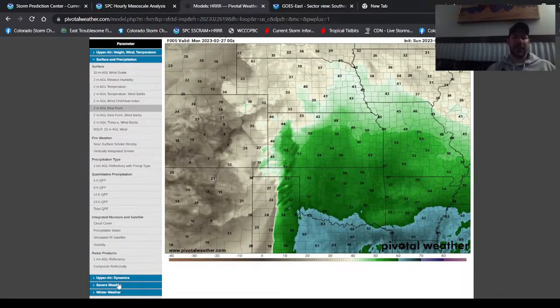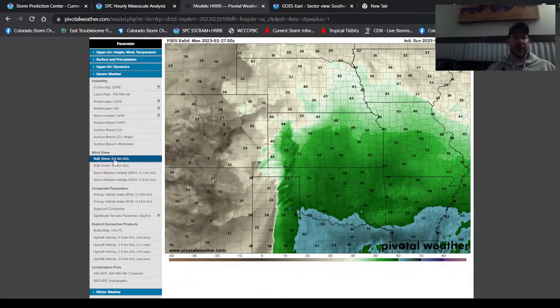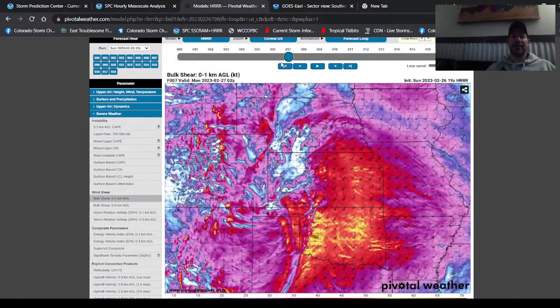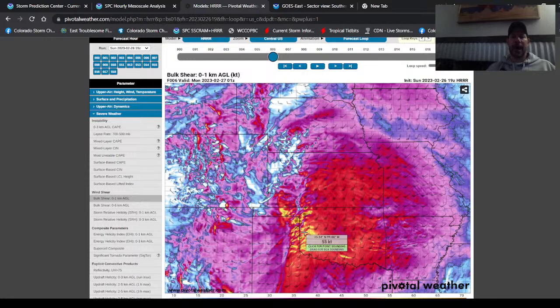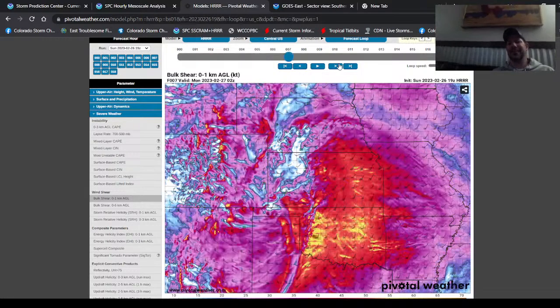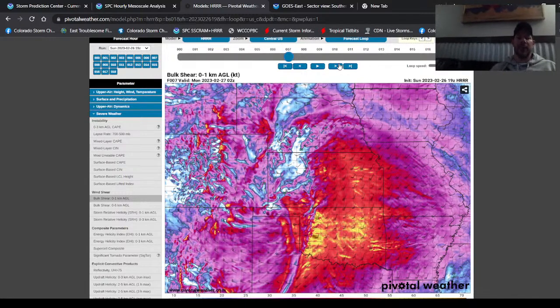Why is this setup so significant today? It's so significant because of this: the low level shear. That shear at 0 to 1 kilometer is maximized right at the 0Z time period, with the low level jet really kicking in and bringing moisture and that low level helicity to these storms. So the idea is anything that can get up in the atmosphere today at the lowest levels will have a chance to rotate because of how strong this low level shear is.